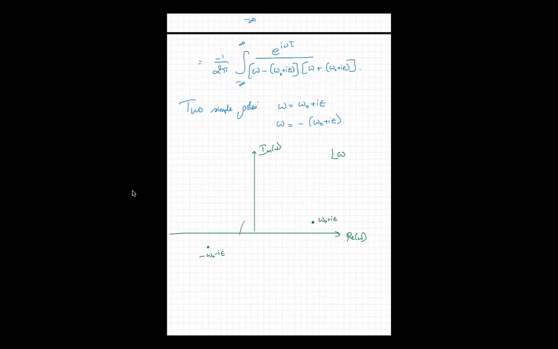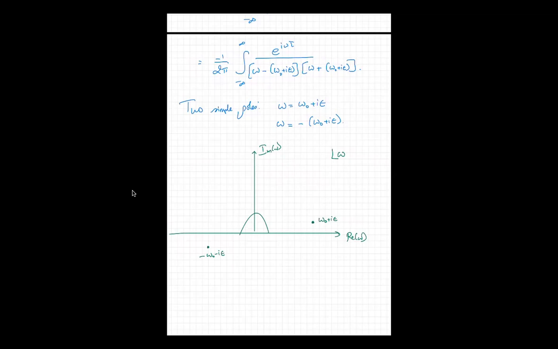I can choose a contour like this. Now, if I choose a contour like this, I will get 0 because this has no poles. So I will get a trivial Green's function equal to 0. My response will be equal to 0 and I have not solved anything. So I should choose a contour that gives me a non-trivial Green's function.